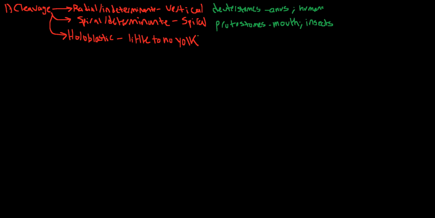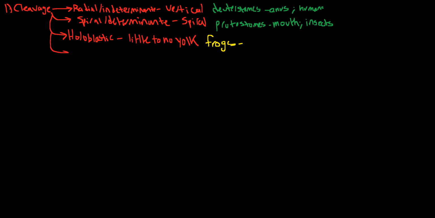However, there is an exception to this rule, and that is frogs. Frogs have a lot of yolk, however, they do holoblastic division. On the DAT, they love to ask about this. So please know that frogs are an exception to this rule. They have a lot of yolk, however, they still do holoblastic division.